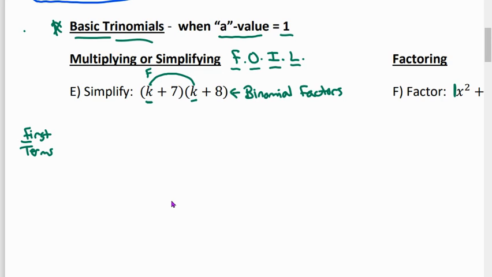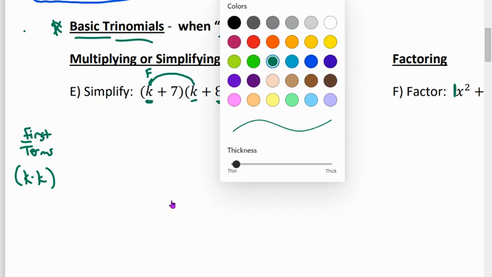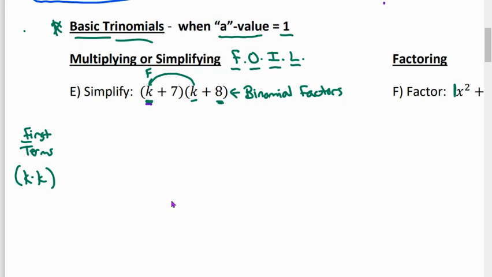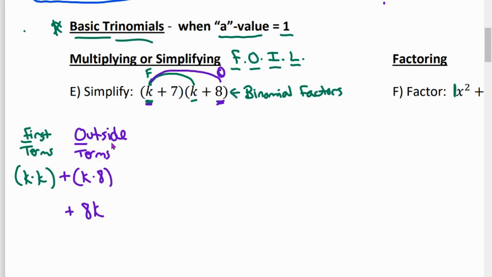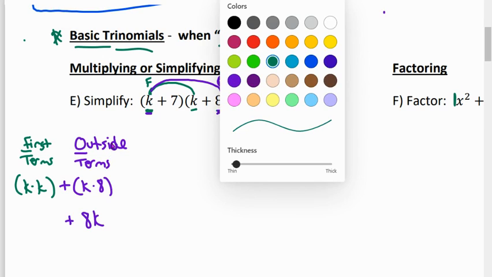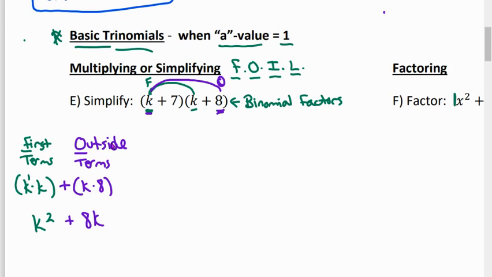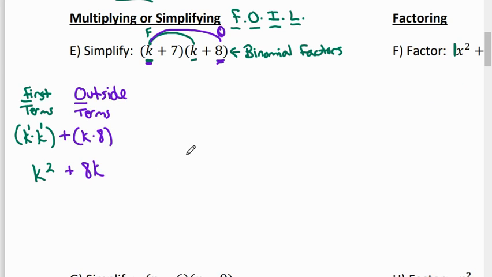All right, so your first terms multiplied together, k times k. On the outside, k is on the outside here, 8 is on the outside there. Let me change my colors up a little bit. So if I do k and 8, that's your outside terms. So if you're multiplying the k times the 8, you're going to get 8k. Make that plus 29 as well. And then k times k is k squared, because again, when you're multiplying variables together, you add the exponents.